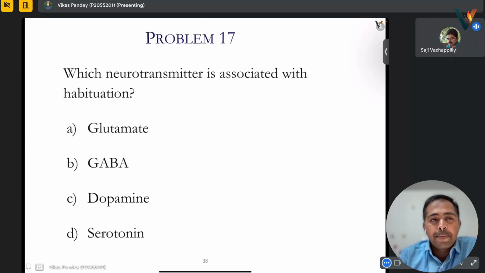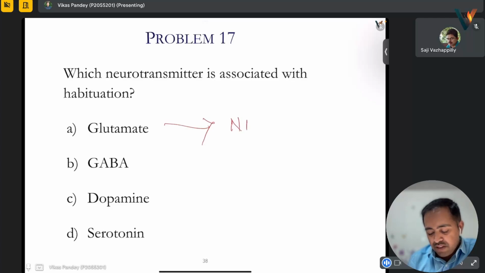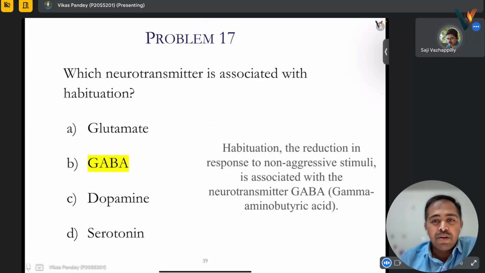Same thing only, na sir? Glutamate only, na? The neurotransmitter associated with habituation. Glutamate activates NMDA, right? NMDA. Yeah. GABA, I don't know. It is GABA. Habituation, the reduction in response to non-aggressive stimuli, is associated with the neurotransmitter GABA. GABA, its full form is gamma aminobutyric acid. These are chemical compounds only.